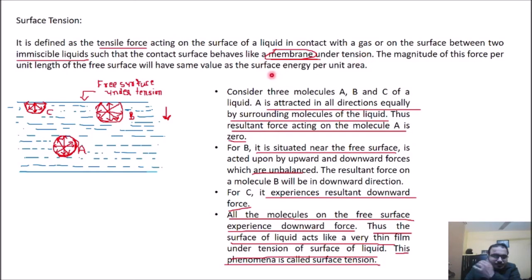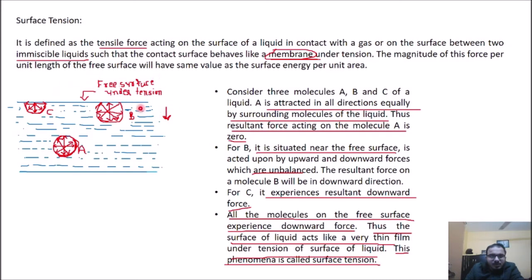So here what happens is that whenever there is a combination of a gas, that is air over here, and a liquid over here, or there are two different liquids which are immiscible, then the contact surface between them will behave like a membrane under tension, and the magnitude of this force, that is this tensile force per unit length of free surface, will have the same value as the surface energy per unit area.